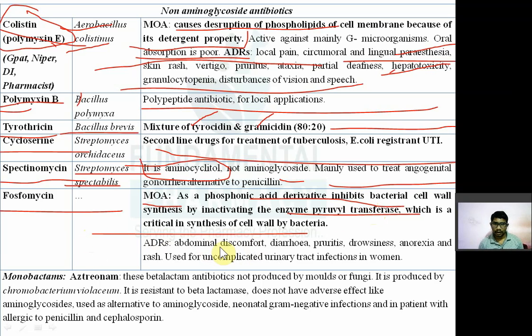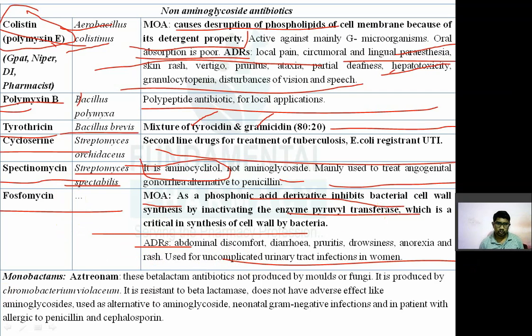Look at its adverse drug reactions: abdominal discomfort, diarrhea, pruritus, drowsiness, anorexia, rash. It is used for uncomplicated UTI, urinary tract infection in women.